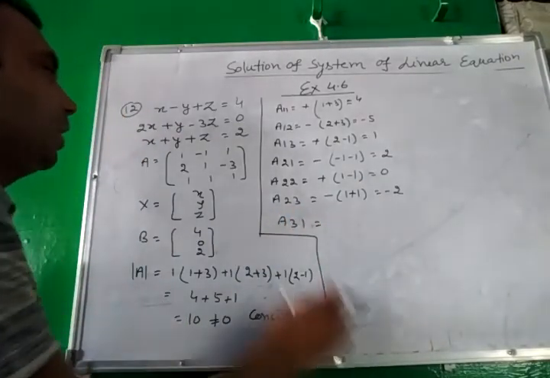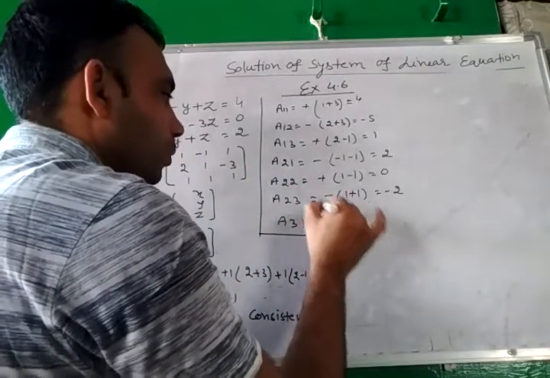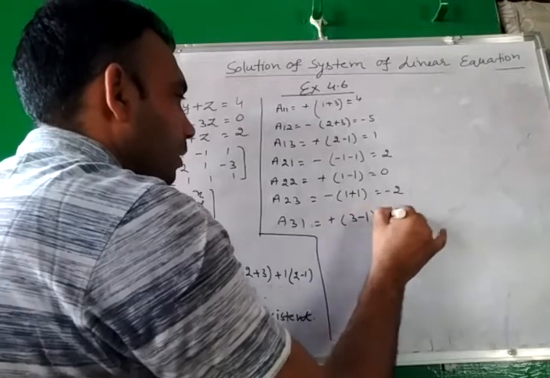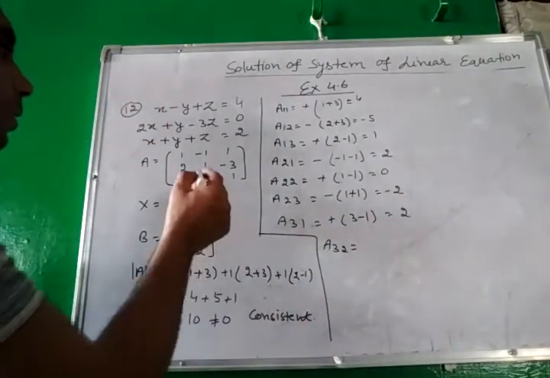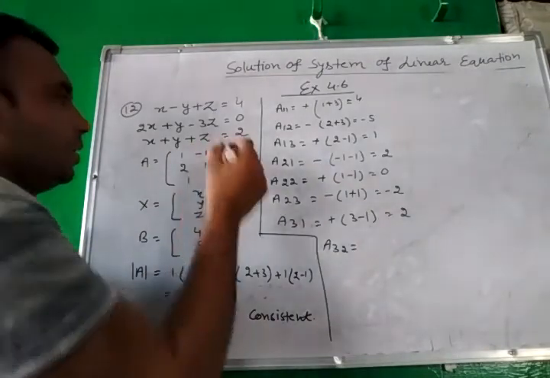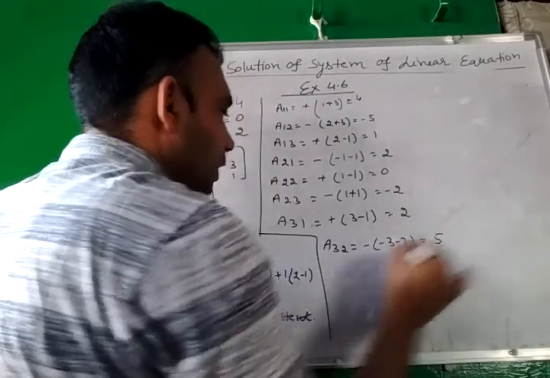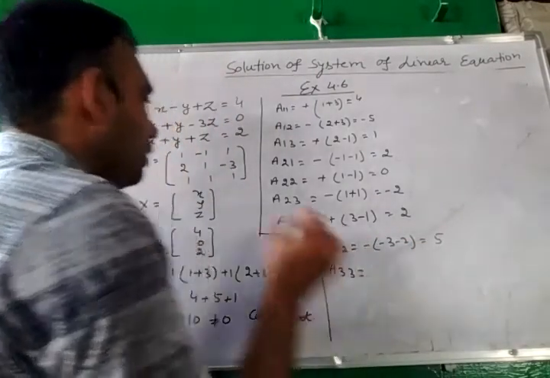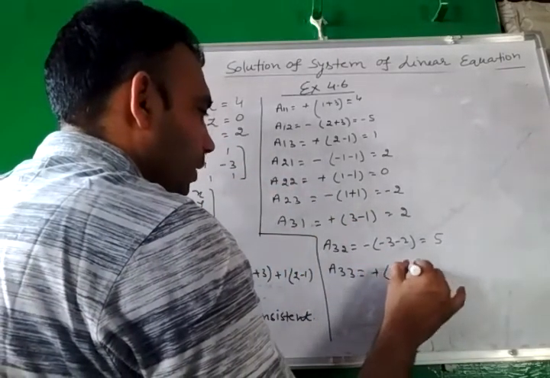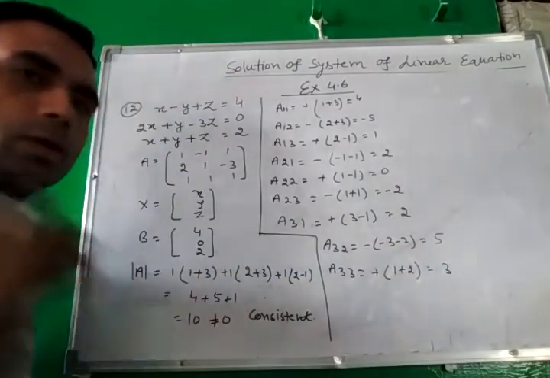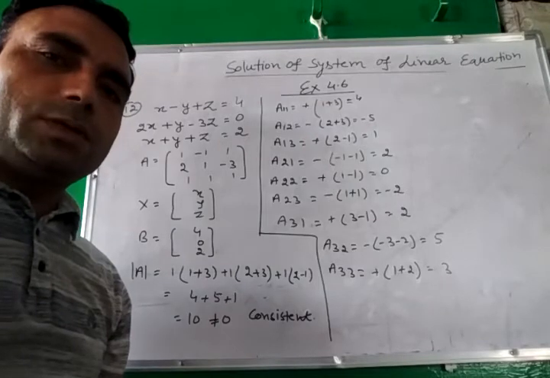A31: cancel this row and column, 3 minus 1 implies 2. A32: cancel this row and column, minus 3 minus 2 implies 5. And A33: cancel this, 1 plus 2, so plus 1 plus 2 is equal to 3. These are the cofactors of the given elements.